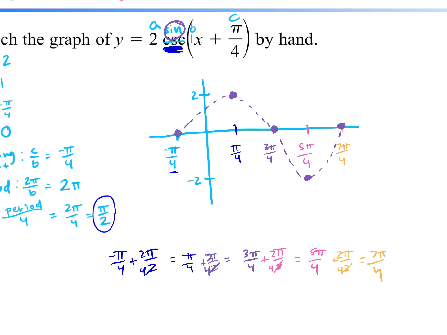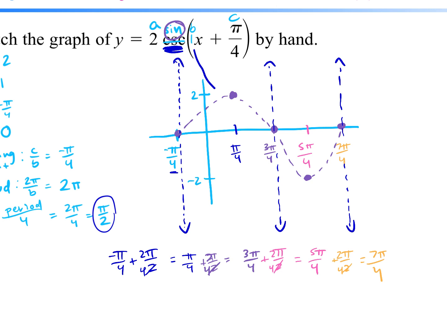But we need to graph cosecant. Where would I put the asymptotes for cosecant? The asymptotes. Where our sine graph crosses 0, I put the asymptotes. So wherever our sine graph crosses 0, that's where the asymptotes go. And then my actual cosecant graph, I draw little parabolas at the relative max and min here. So it would look like that.